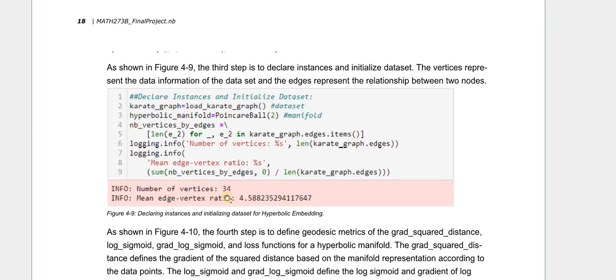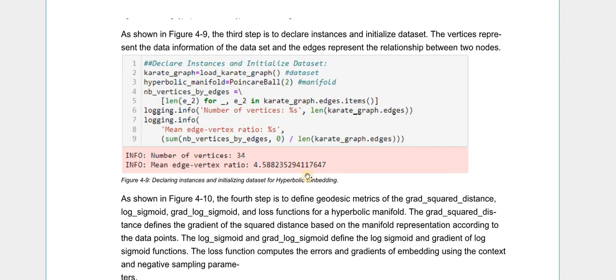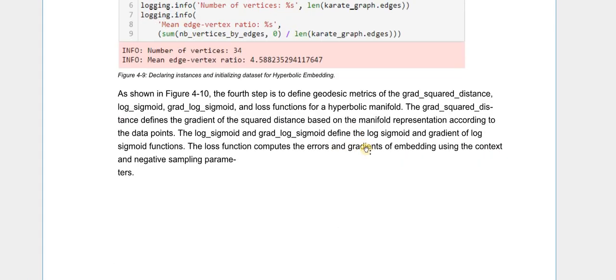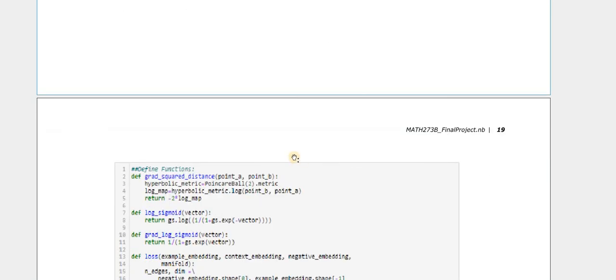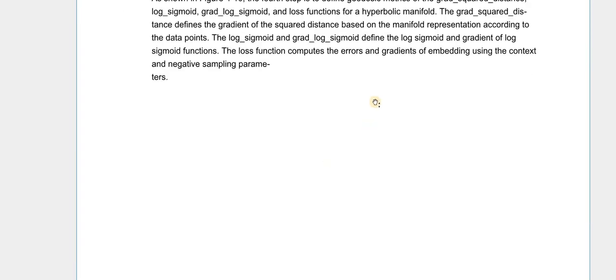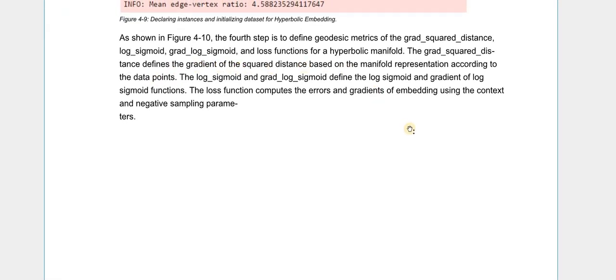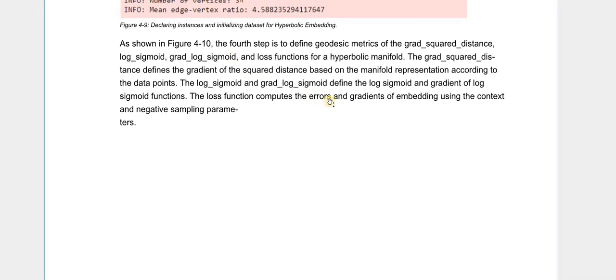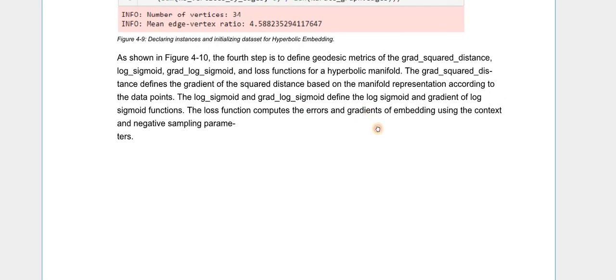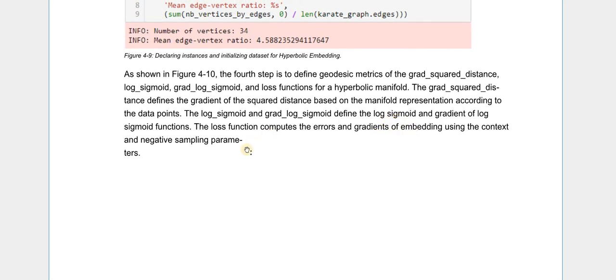Just to explain what these are, these vertices are the information on your data set, and these edges are the relationship between the data set or the nodes. And then the next step is defining the geodesic metrics. So the gradient squared distance defines the gradient of the square distance based on the manifold representation. And then the log sigmoid and the grad log sigmoid, this is just an optimization that will help us minimize our loss function.